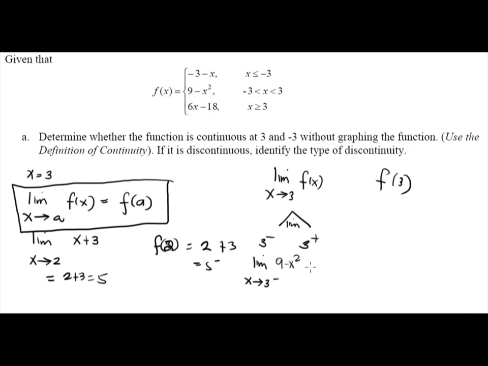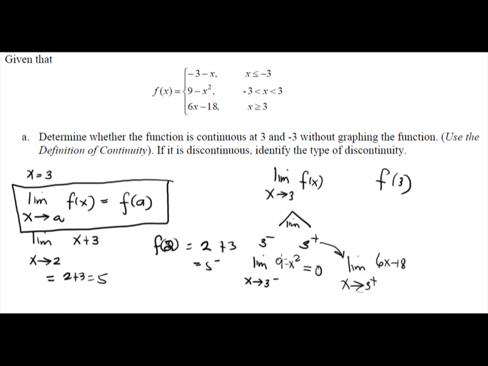And by substitution, the limit will be 9 minus 3 squared. The limit is equal to 0. Now the limit as x approaches 3 from the right. So you're approaching 3 from the right, so those numbers should be bigger than 3. And that interval will contain those numbers at x greater than or equal to 3. So the function to be used is 6x minus 18.